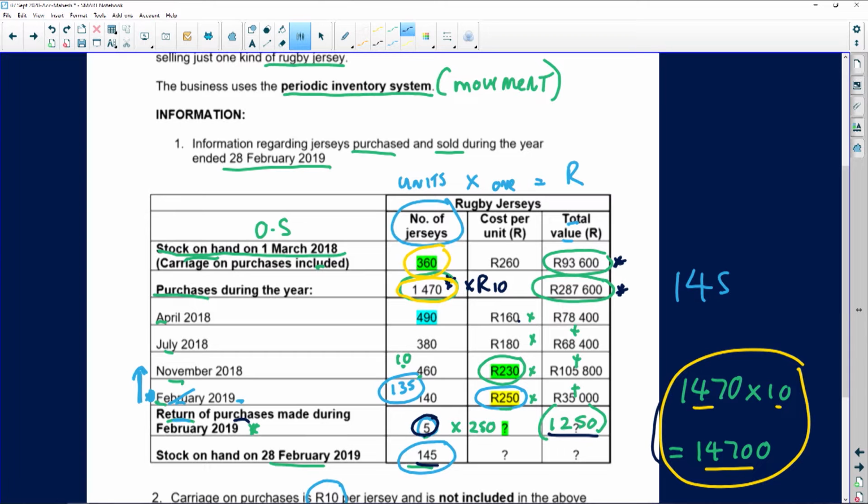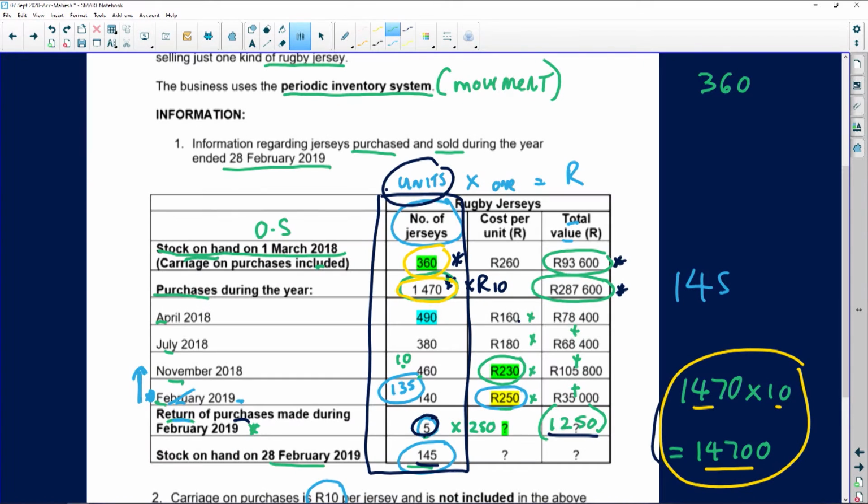So our focus is as follows. We're going to obviously look at units. So this particular column, that is what we are focusing on. And we're starting off with units on hand at the beginning of the year. So at the beginning of the year, I'm going to use this particular page to write on. So I had 360 jerseys in my shop at the beginning of the year. Okay. Then I purchased an additional 1,470 jerseys. So obviously now there's more jerseys in my shop. So plus 1,470. Okay, so opening stock, purchases sorted.